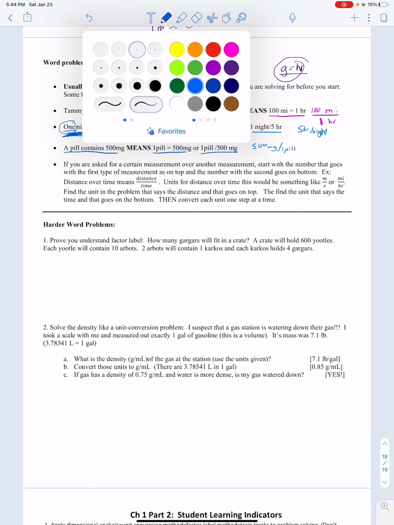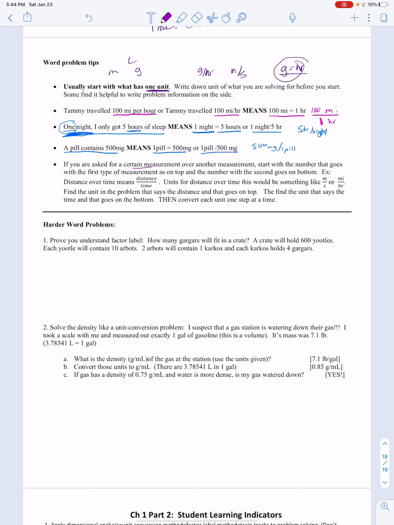All right, and this last tip here. If you're asked for a certain measurement over another measurement, we had 2 of these at the end of each section, you're going to start with the number that goes with the first type of measurement on top, and the number with the second on bottom.